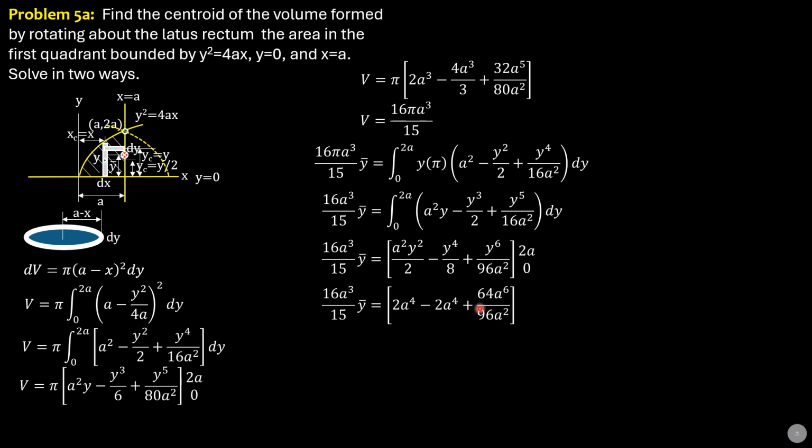So cancel that. This is 64 over 96. 64 over 96 is equal to 2/3. So 2/3 of 15, 10 divided by 16, 5/8. So 5/8 of a barred y is 5/8 of a. Therefore, the centroid of the solid of revolution is x bar, which is a, barred y is 5/8 of a, and z barred 0. So that's it for this problem.